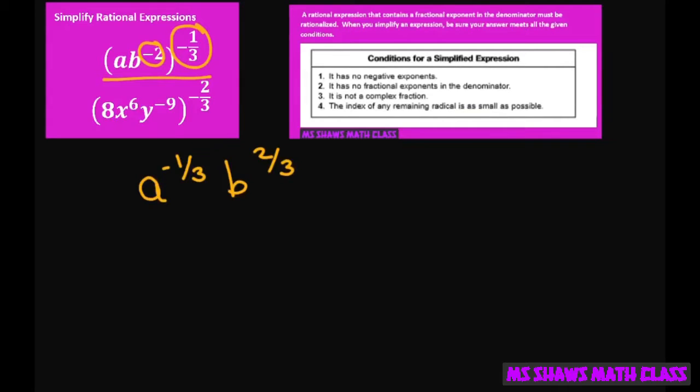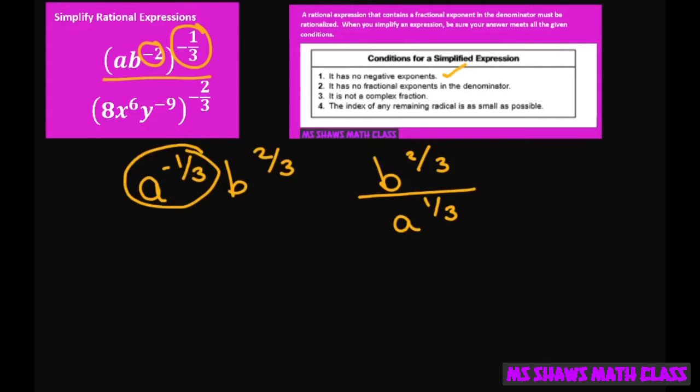All right, when you do that, we can't have any negative exponents, so we're going to put that in the denominator. So you get b to the 2/3 divided by a to the 1/3. Now what happens is this is actually the cube root of a. And you can't have radicals in the denominator.